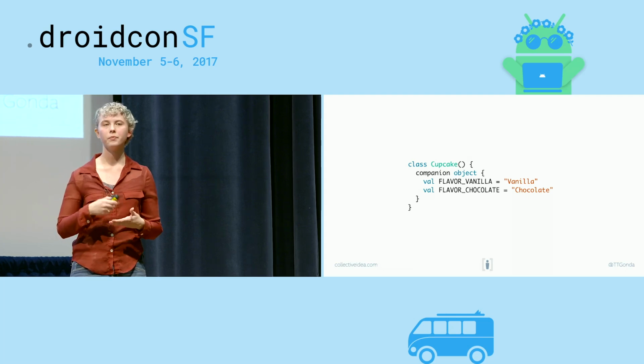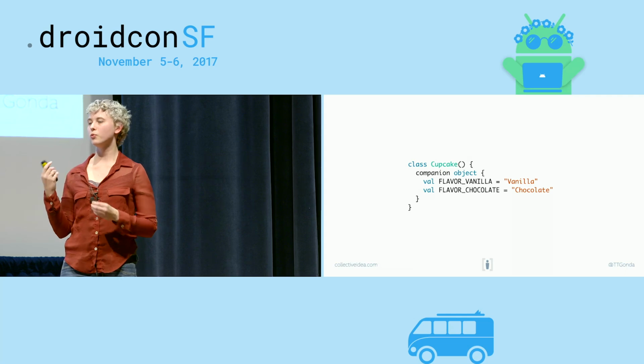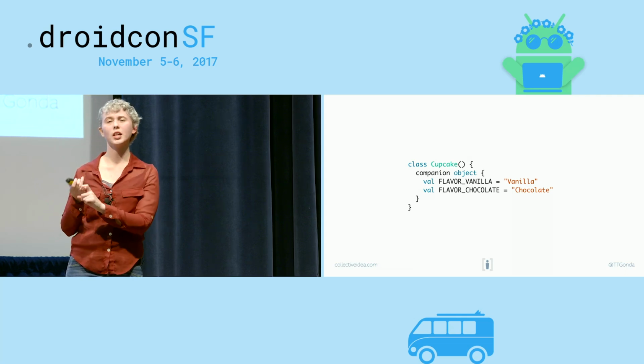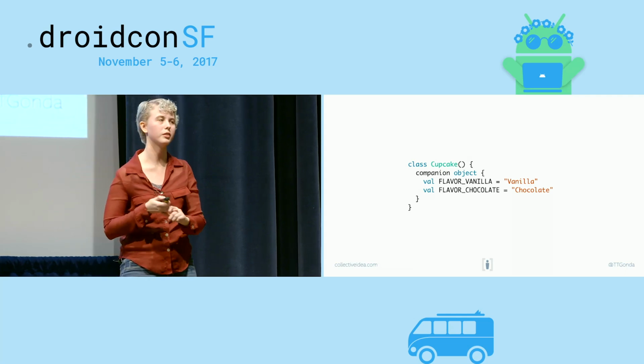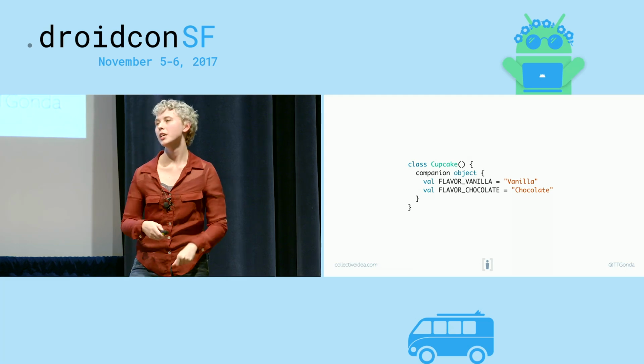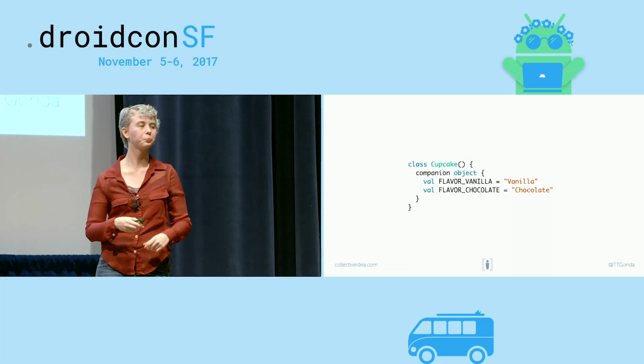So we're making variables for our couple different flavors. We have vanilla and chocolate. You can add whatever else you need, but here we're just doing the two.